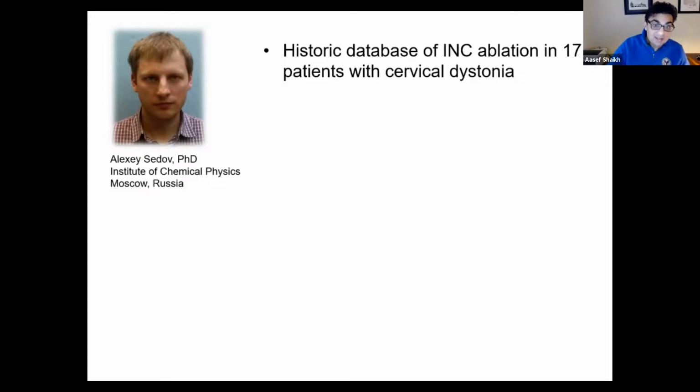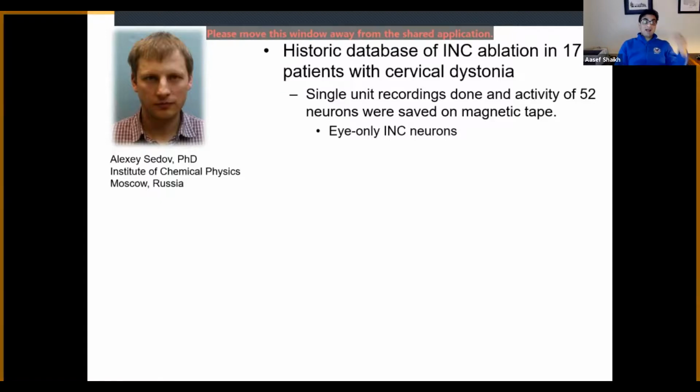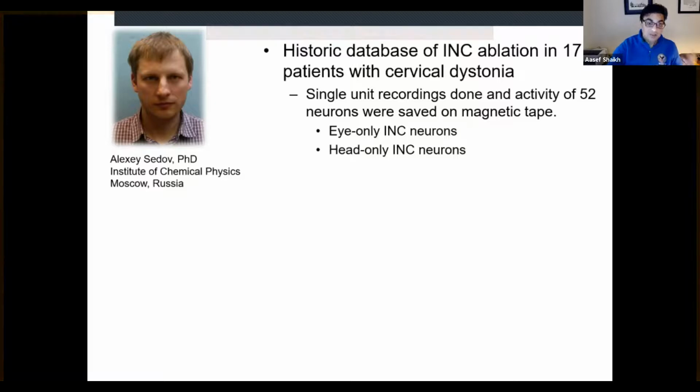So what Alexei had, he had 52 neurons, which were recorded from the human nucleus of Cajal, and they were all saved on magnetic tape. Not only the neurons, but they were also classified into eye-only nucleus of Cajal neurons, head-only nucleus of Cajal neurons, and eye-head.